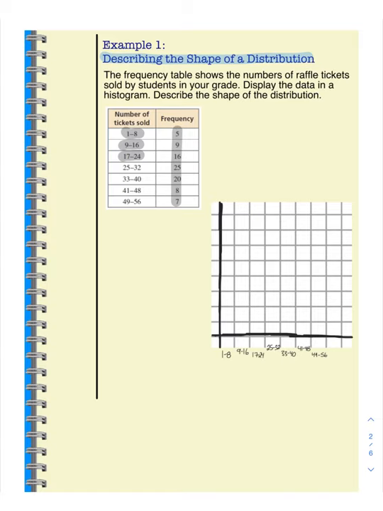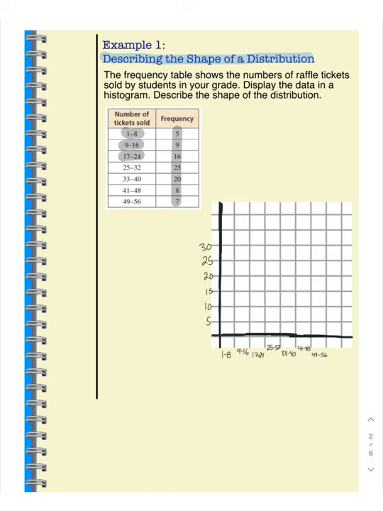Now this frequency, the number over here, that's going to tell us how many students sold that number of tickets. So I took that number of tickets and I put it on the x-axis, that is our independent variable. And then the frequency will be our y-axis. So I need to make sure my y-axis counts between 5 and 25. And now that I have both my axes labeled, I can start to plot the bars that represent each interval in the graph.